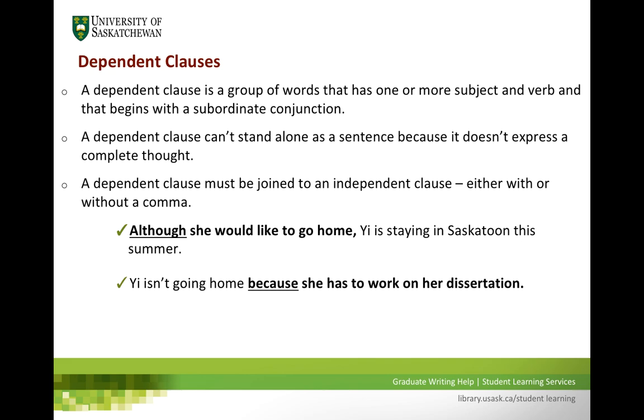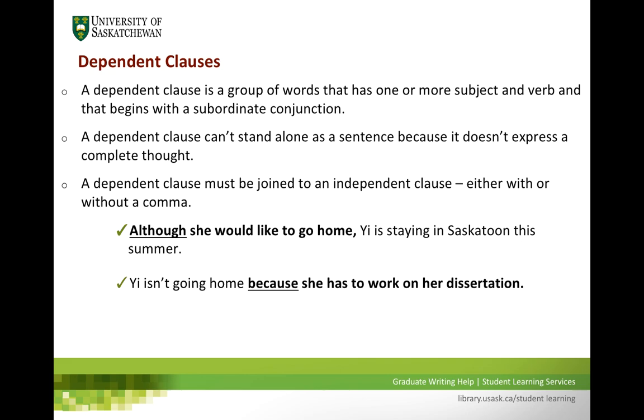Now let's talk about dependent clauses. They're different from independent clauses. A dependent clause is a group of words that has one or more subject and verb, and it differs from an independent clause in that it begins with a subordinate conjunction. A dependent clause can't stand alone as a sentence because it doesn't express a complete thought. And it doesn't express a complete thought because it begins with a subordinate conjunction. And a dependent clause must be joined to an independent clause to form a complete sentence. And it's joined either with a comma or without a comma.